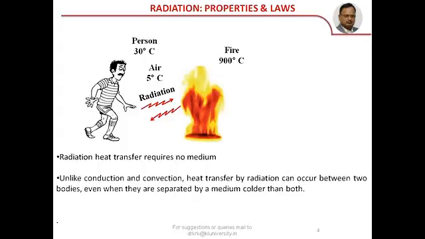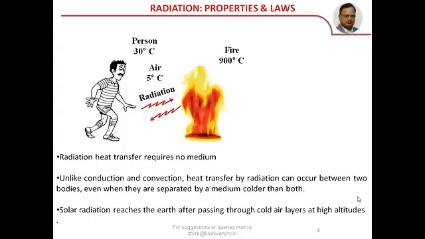So, in conduction and convection, a temperature difference is required for the transfer of heat energy. Whereas in radiation, all material bodies, by virtue of temperature greater than 0 Kelvin, continuously emit energy. The energy we receive from the sun is through vacuum, which doesn't require any medium, but it reaches the earth by passing through cold air layers at higher altitudes. That is what is illustrated here. Even though the body and the fire are separated by a cold medium, air, radiation heat transfer can pass through, or you can have exchange of heat between two bodies.